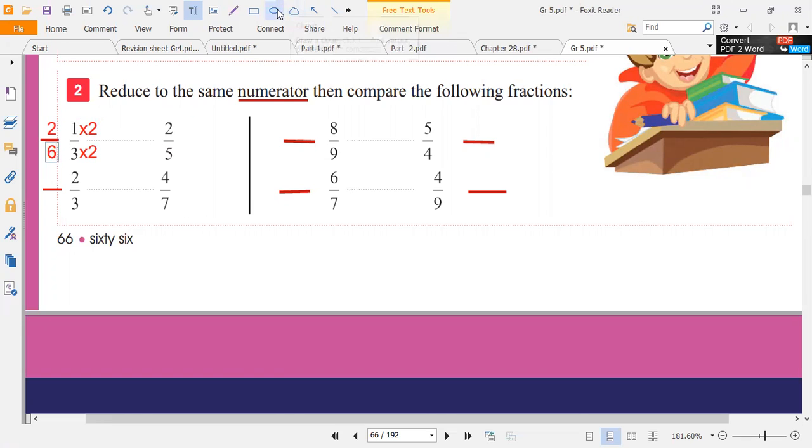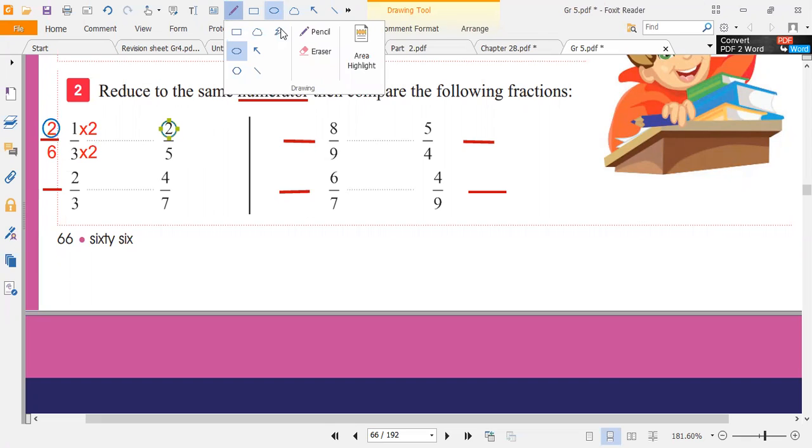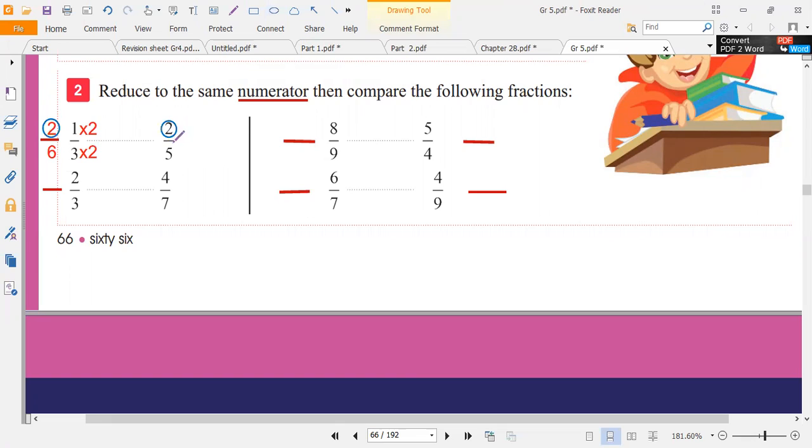Now they have the same numerator, so we can compare them. How to compare two fractions having the same numerator? A fraction which has the smallest denominator will be greater. So 2/5 and 2/6, which one is greater? 2/5.